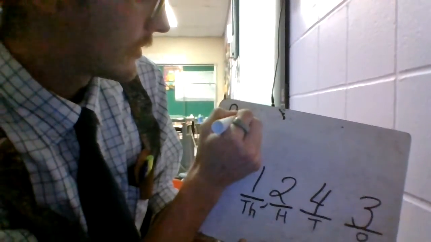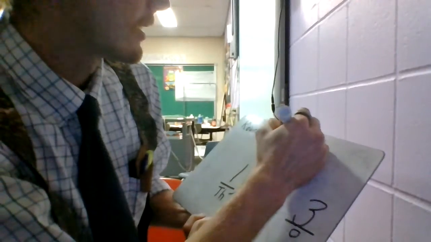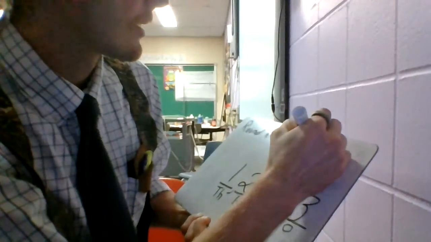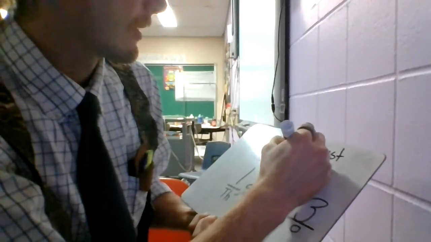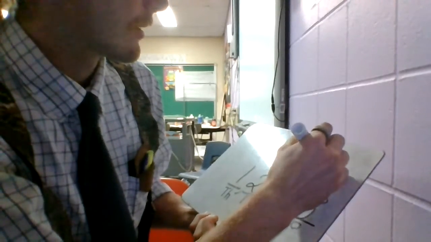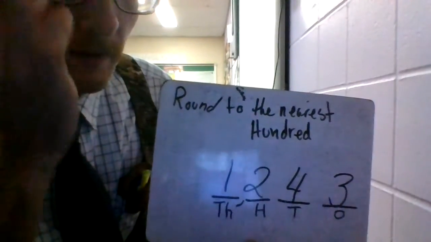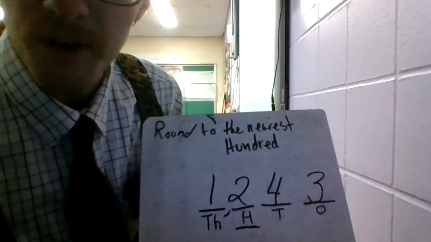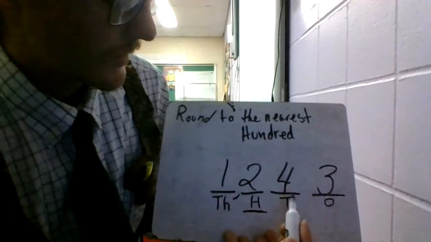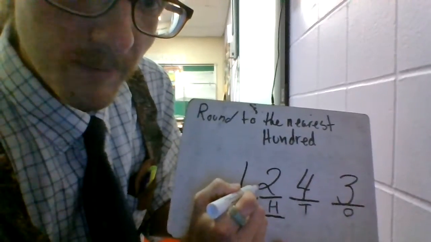We are going to round to the nearest hundred. So that means that we are going to be looking at this one right here. That's kind of the star of our show. We want to know if this is going to stay the same or change.